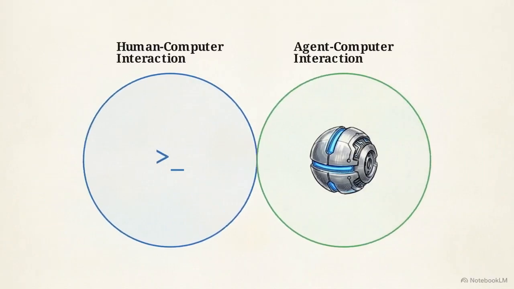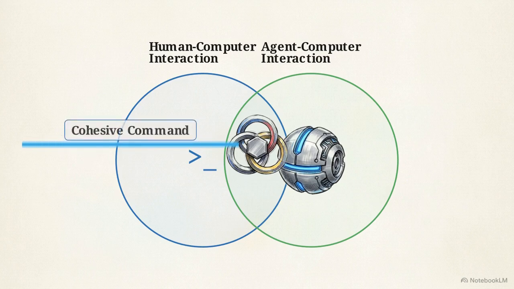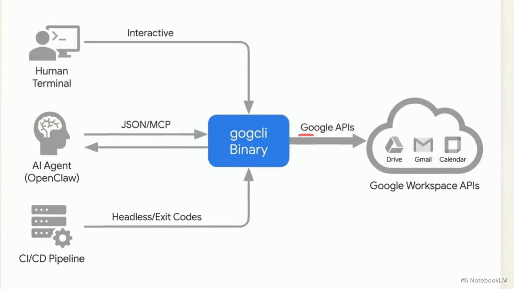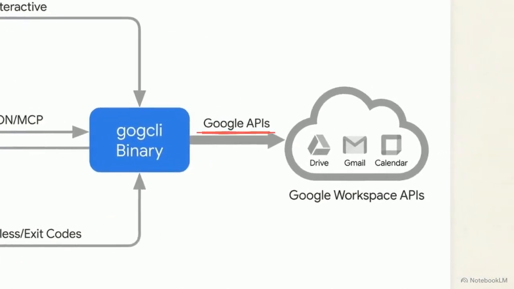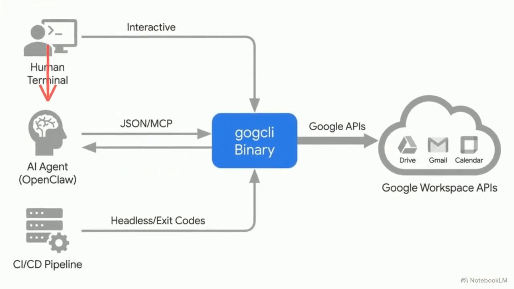gogcli resolves this friction. It operates precisely at the intersection of human-computer interaction and agent-computer interaction, wrapping complex network operations into cohesive, task-first commands. The gogcli binary acts as a central gateway, selectively exposing typed interfaces for humans, AI, or CI pipelines before routing requests to Google APIs. Resolving this impedance mismatch is vital to securely deploy large language models into enterprise productivity environments.